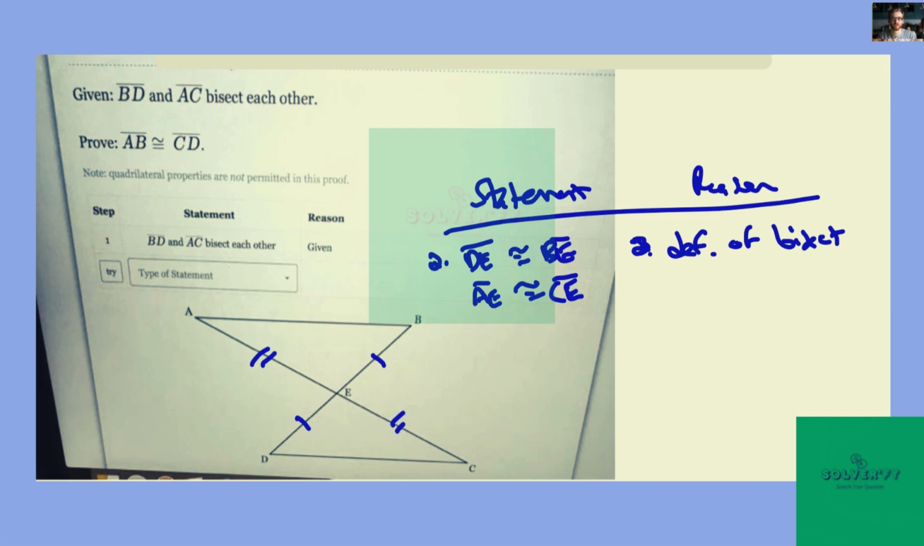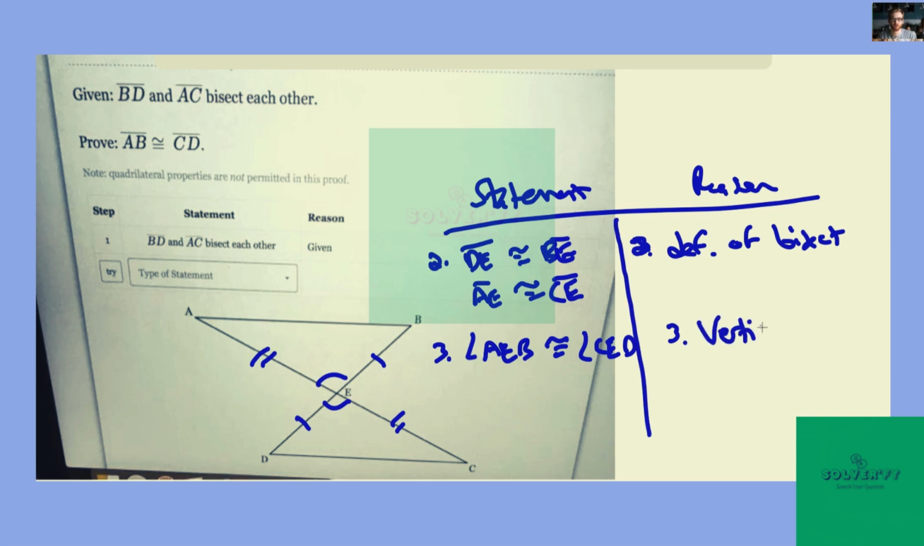We have angle AEB would have to be congruent to angle CED. And it could be named differently here, but those two angles that I've marked have to be congruent. You might call it the definition of vertical angles, or the vertical angles congruence theorem. I'm abbreviating here because of my lack of space.